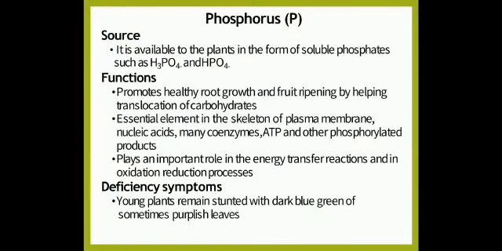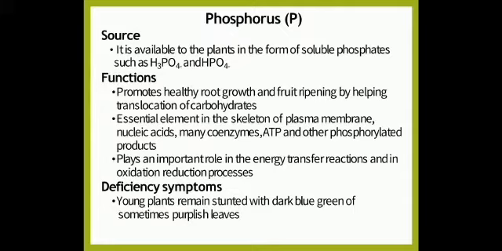The second element is phosphorus. The source of this element is in the form of soluble phosphates such as H3PO4 and HPO4. So it promotes healthy root growth and fruit ripening by helping the translocation of carbohydrates, and it is one of the essential elements in the skeleton of plasma membrane, nucleic acids, coenzymes, ATP and other phosphorylated products. It plays an important role in the energy transfer reactions and in oxidation reduction processes.